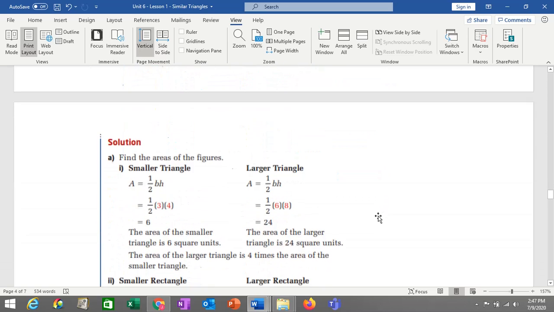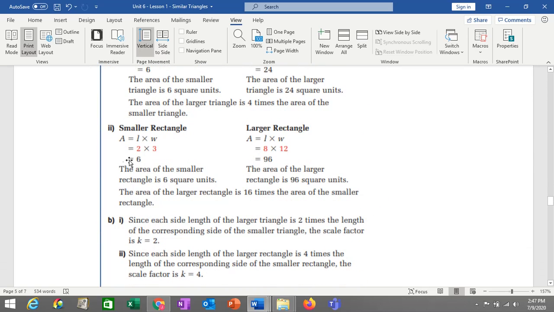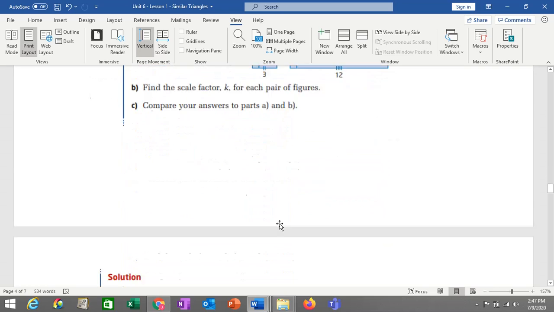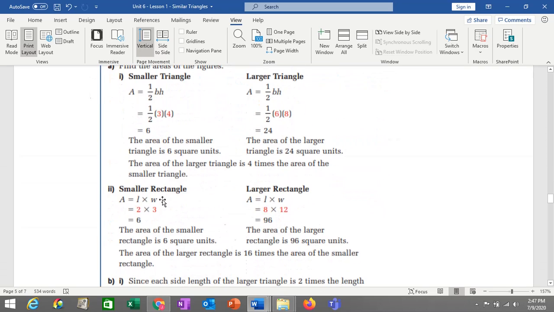But in any case, those two are similar, and you can see the same pattern applies. We said the scale factor is 4. So the area, though, doesn't go up by 4. It goes up by 4 squared. So 6 times 16 is 96. So if the sides scale up by 4, the areas scale up by 16.